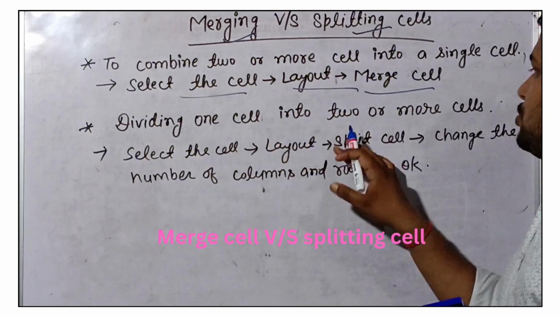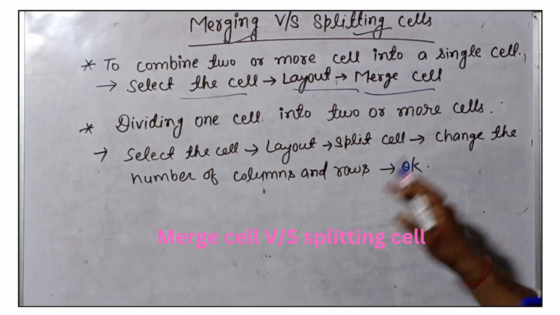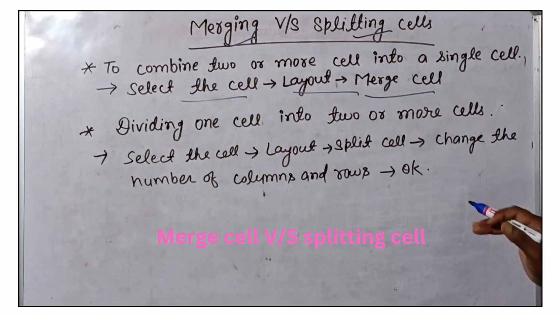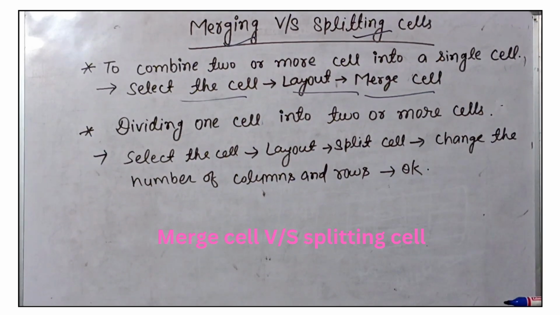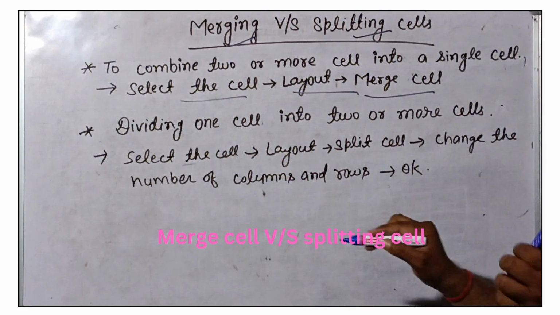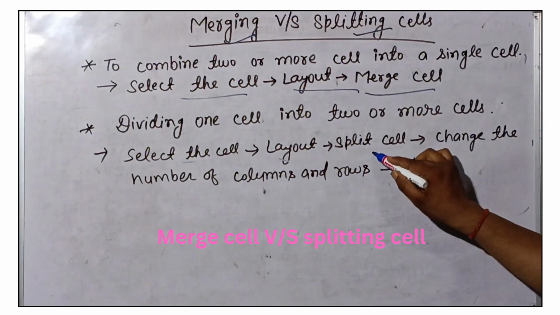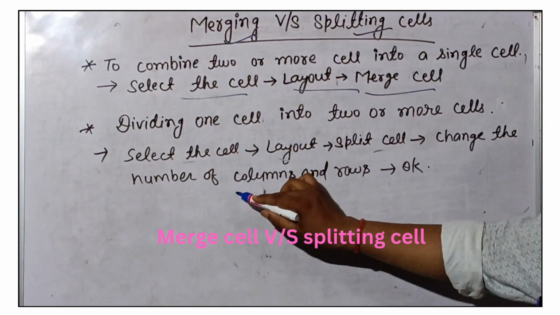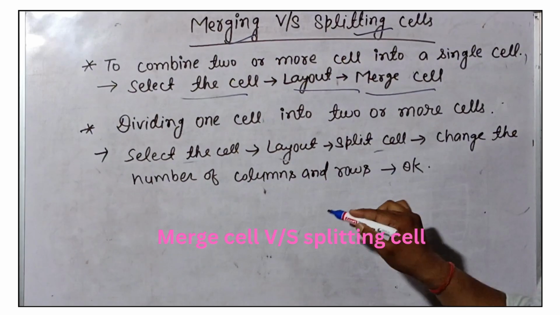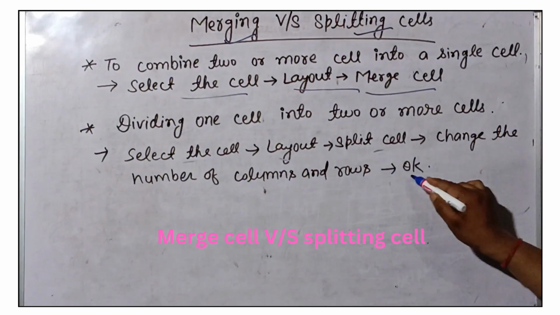Dividing one cell into two or more cells is known as splitting cells. These are the steps to follow for splitting cells. Select the cell which you want to split, click on layout, then split cells, change the number of columns and rows which you want to divide it into, and click ok.